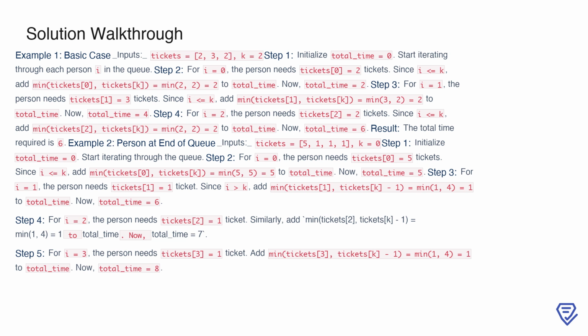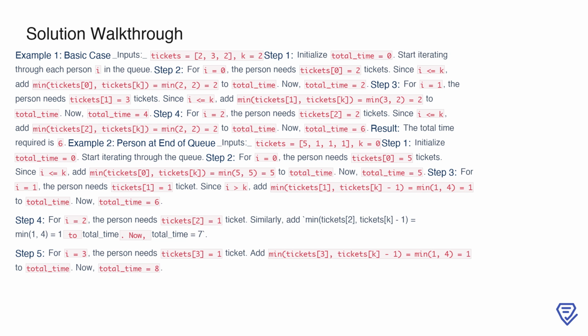Next, for i equals 1, the second person needs 3 tickets. Again, since i is less than or equal to k, they can buy up to min(tickets[1], tickets[k]), which is min(3, 2) equals 2. Adding this to total_time gives us 4. Finally, for i equals 2, the third person, who is also the target person k, needs 2 tickets.